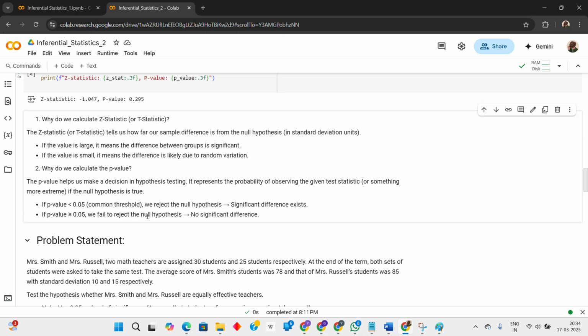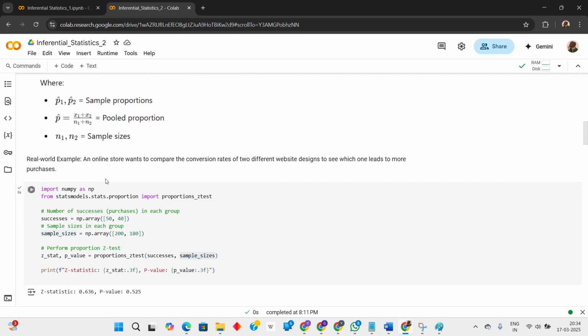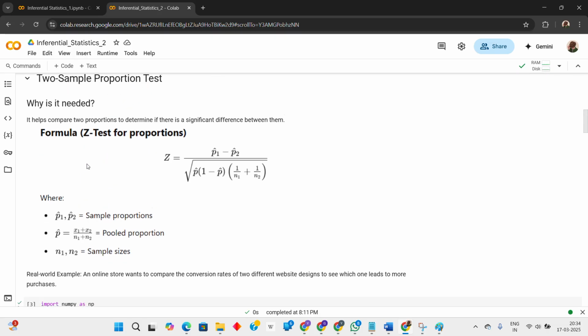That means we are accepting. Correct? So you can understand that. Okay. And these two are like that. And so here you can see the two sample proportionality.